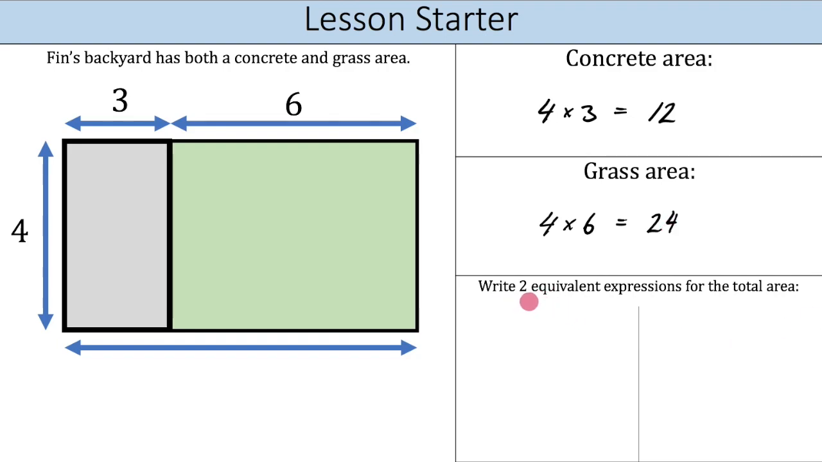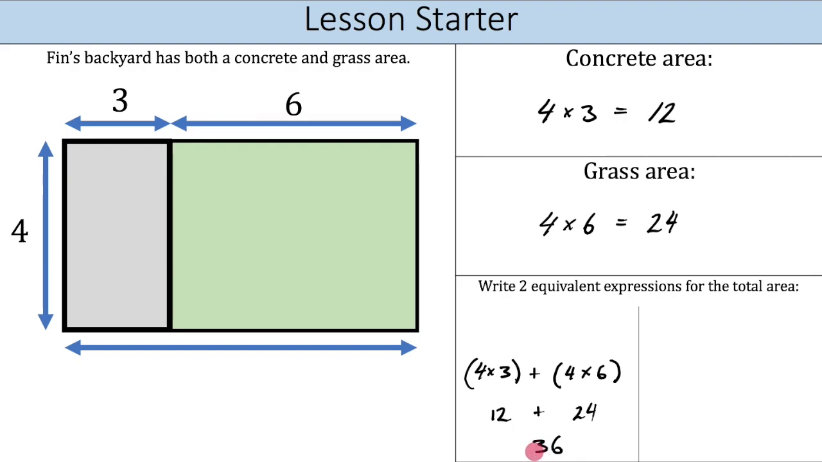Finally, we need to write two equivalent expressions for the total area. Now, one way we could do this is simply adding together the area of the concrete and the area of the grass. So that would be 4 times 3 for the concrete, and then plussing that with 4 times 6 for the grass. 4 times 3 is 12, and 4 times 6 is 24. 12 plus 24 is 36. Is there another way we can do it?